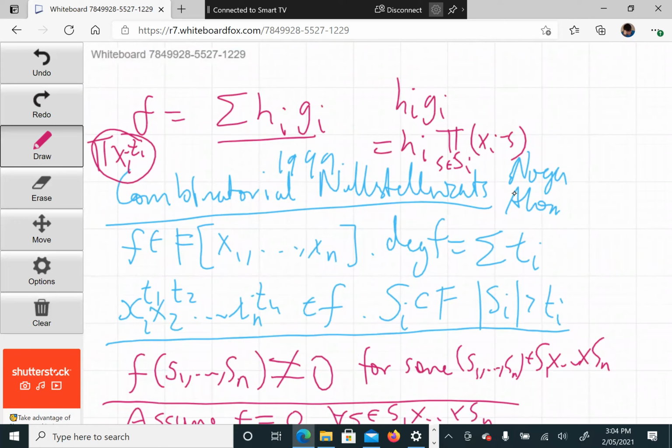But the problem is, look at what the biggest term in G is. It's Xi, and it's got some power that's bigger than the size of Si, right? But Si is bigger than Ti, right? So the term that you actually get has to have more Xi's in it than you need, right? So you have an excess on one side.